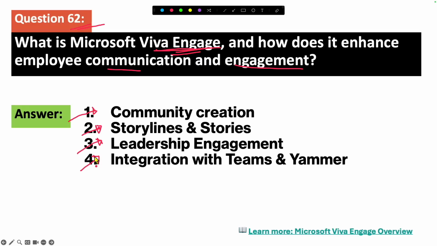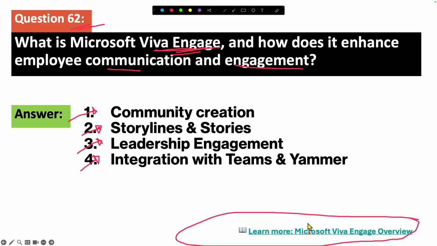And finally, integration with Teams and Yammer. Like I mentioned, if you have Yammer, you can connect with your existing communication channel, and it can extract the data and put it in Engage and get further advanced capabilities as well. If you want to know more about it, you can click on this link to read more about Engage and how it helps.